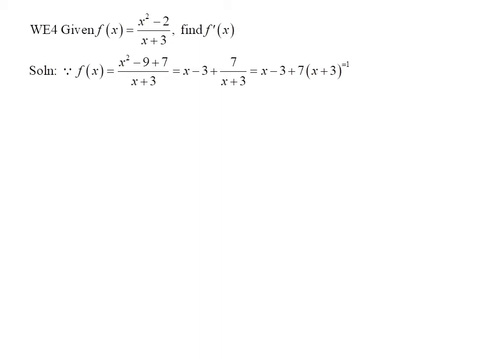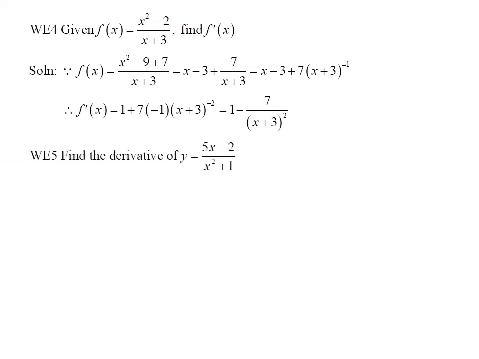So the numerator x² − 2 can be transformed to x² − 9 + 7. Hence, f(x) equals x − 3 plus 7 times (x + 3)⁻¹. Accordingly, its derivative f′(x) equals 1 − 7 over (x + 3)².